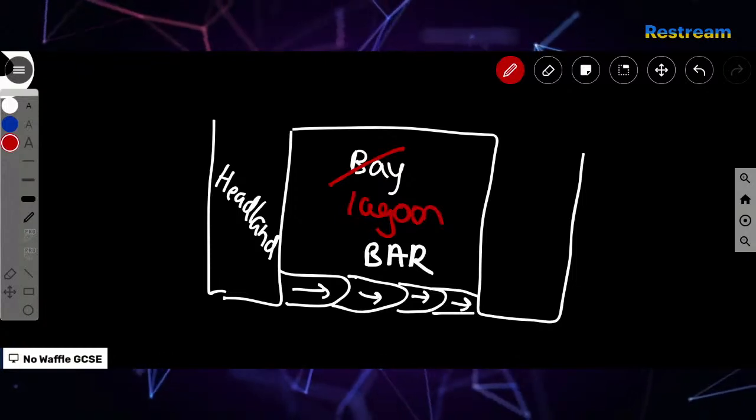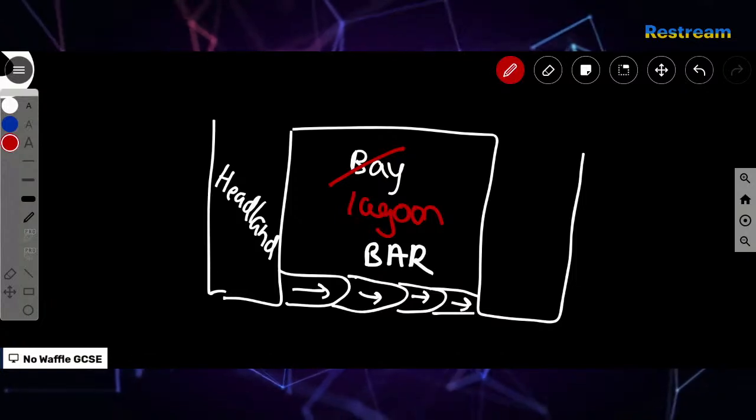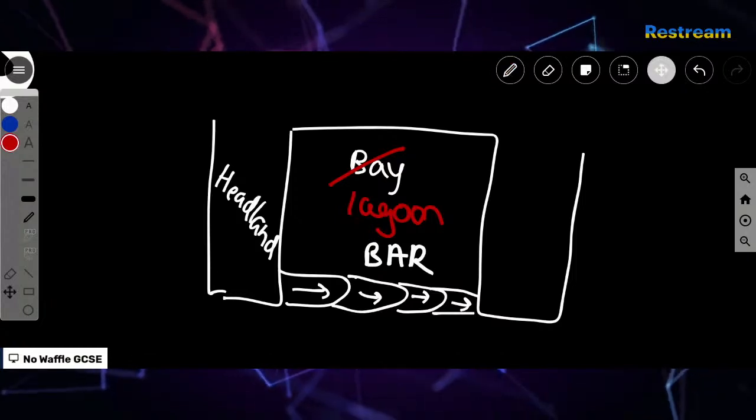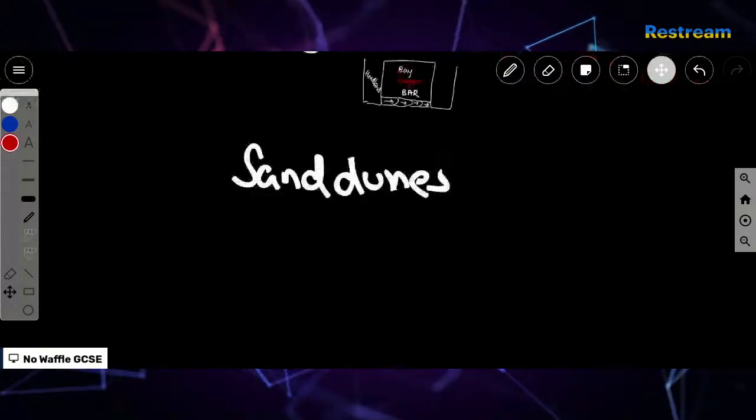Now, offshore bars can also form if the coast has a gentle slope. Now, finally, we're going to look at sand dunes and how sand dunes are formed.